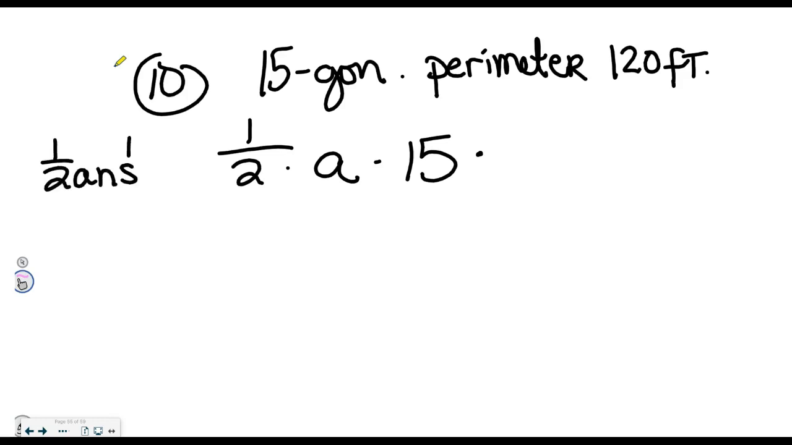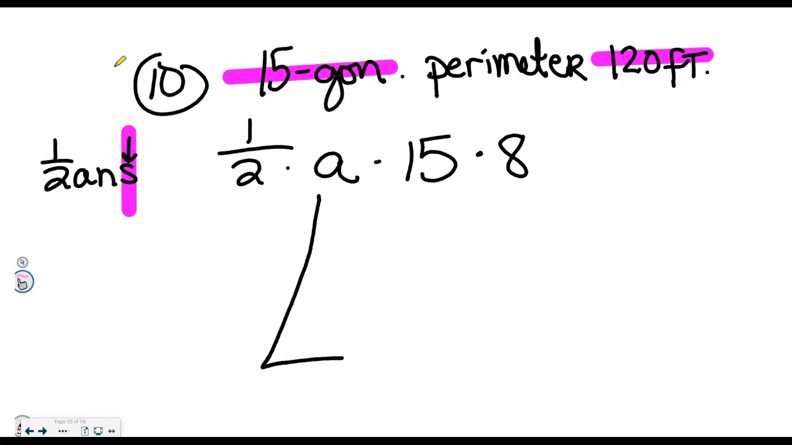I can get the side length. If you know the perimeter and you know how many sides there are, so if all the sides add up to 120 and there's 15 of them, how can I get the side length? Divide, yeah. So we divide 120 by 15, and that'll give us our S for the formula. 8. Perfect. So the only thing missing on this one is our apothem. I don't want to draw a 15-sided figure, so I'm just going to draw one of the 15 triangles made.